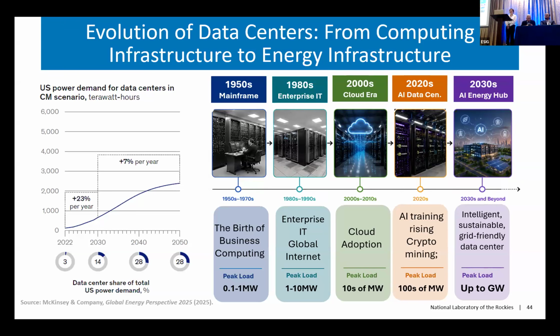The left figure shows that in the United States alone, there is a rapid increase of data center electricity demand in recent years, 23% per year through 2030, which means 14% of the load demand will be coming from data centers. Now it's only 3%. Those outstanding numbers make me feel like, wow, there is a huge surge from data centers. We need to think about it.